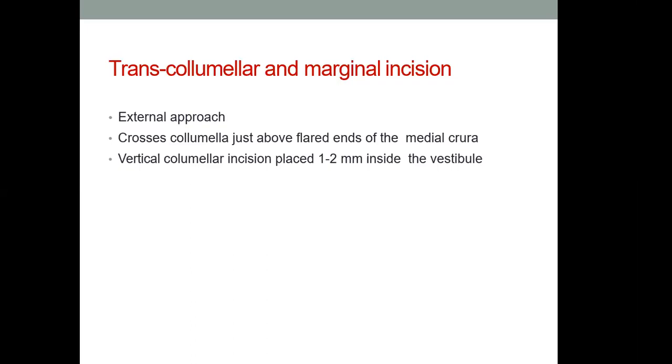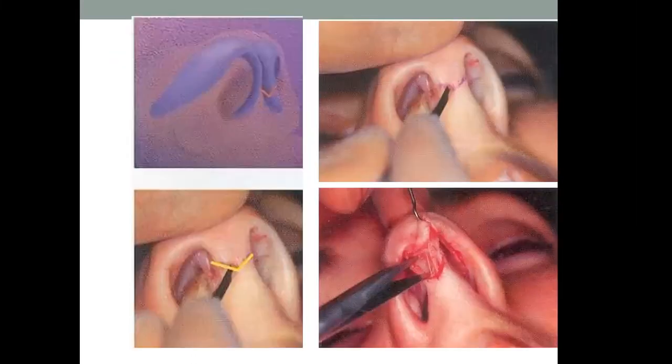Transcolumnar and marginal incision. This is for the external approach. It crosses the columella just above the flared ends of the medial crura. Vertical columellar incision is placed 1 to 2 millimeters inside the vestibule. As you see here, we're doing the transcolumnar with the marginal incision.